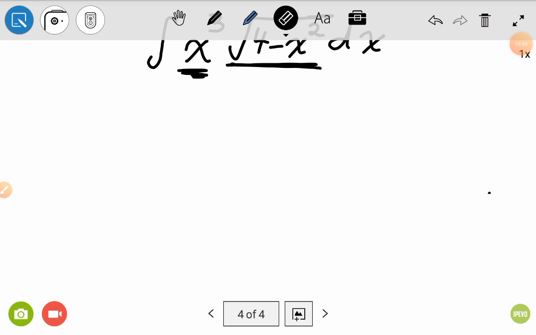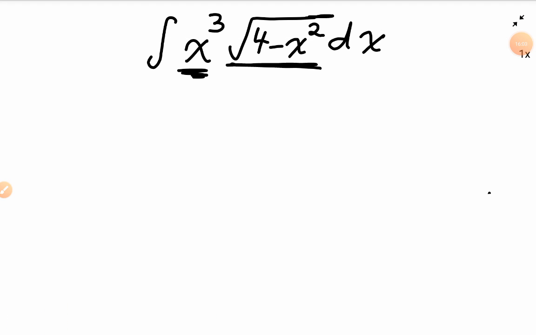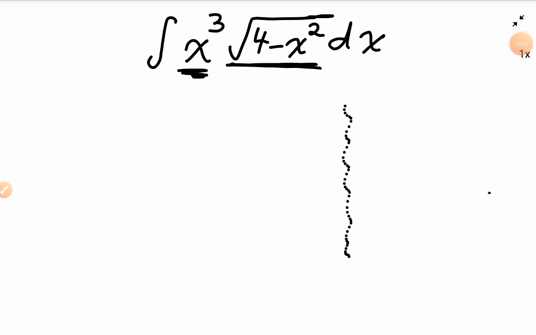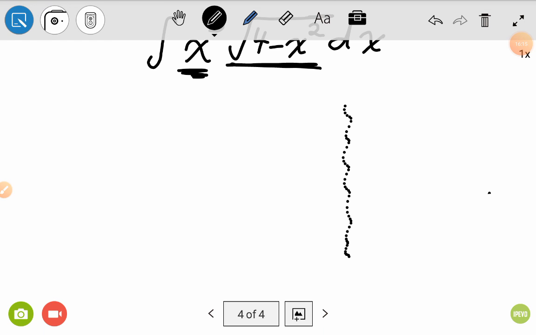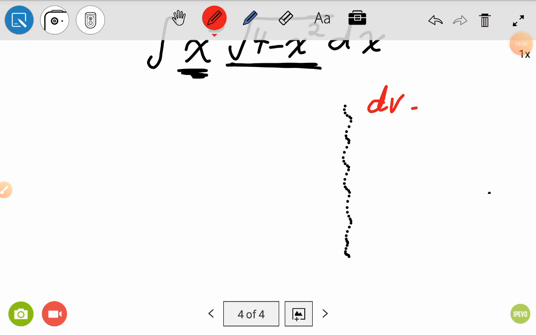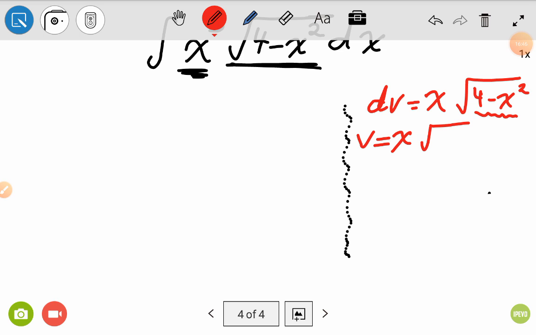Yeah. So my dv here will be, pay attention, my dv, so the dv here is equal to x radical 4 minus x squared, and the integral for both sides will be, yes, we will take 4 minus x squared as z. So it's x, then root z times what?